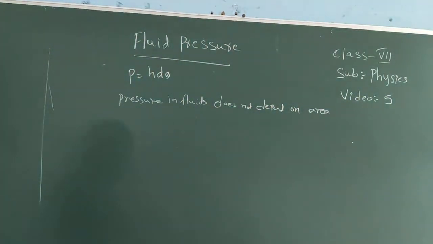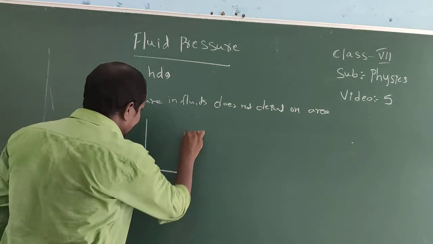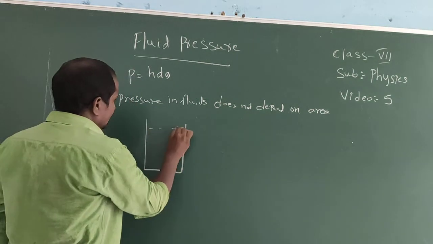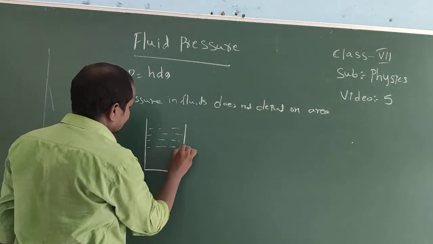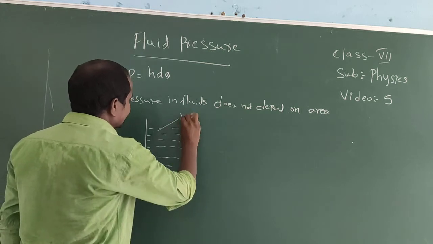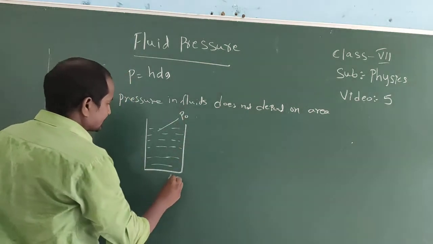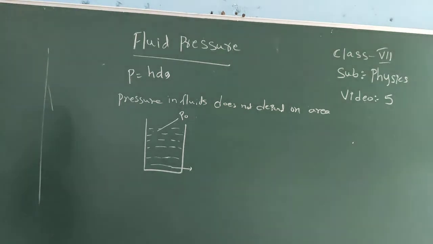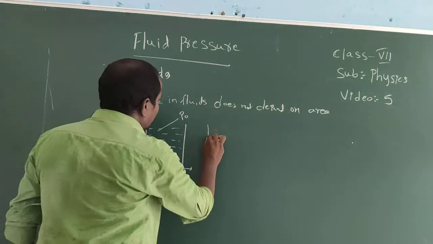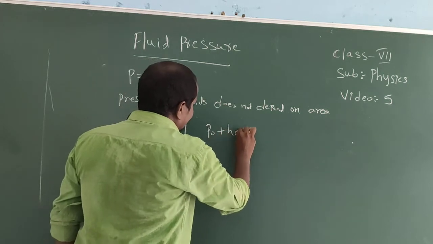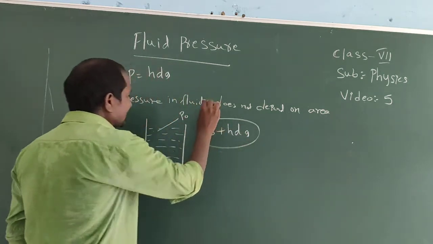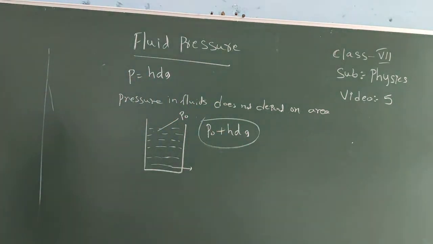Once again, from the diagram: at the surface, atmospheric pressure is acting, that is P0. At the base of the tank, the total pressure is P0 plus hdg.